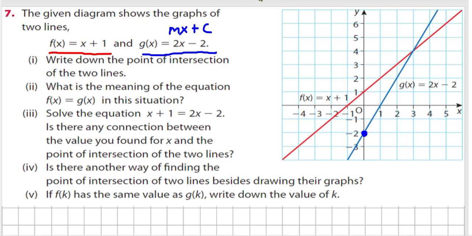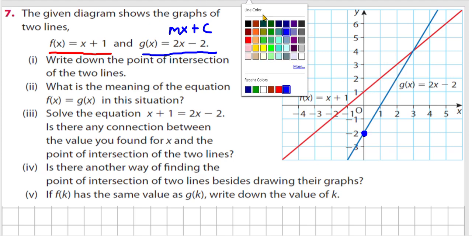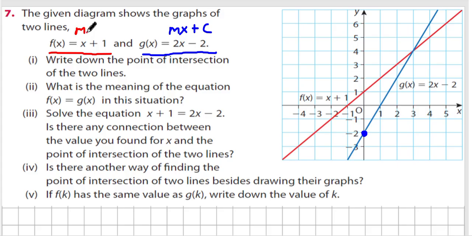What about the red one? Intercept of 1, slope of 1. 1 across 1 up, 1 across 1 up, 1 across 1 up. We can see that they actually meet the description of each other.